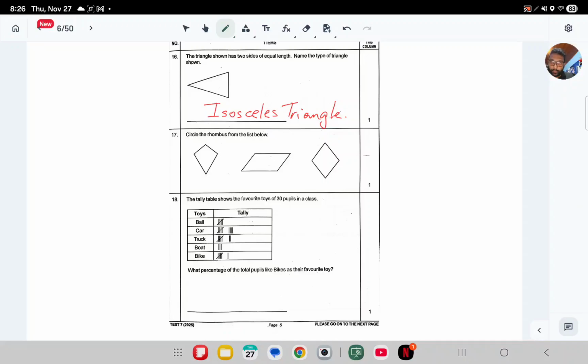Circle a rhombus from the list below. This here is a kite, so we know the rhombus is this here. Alright.